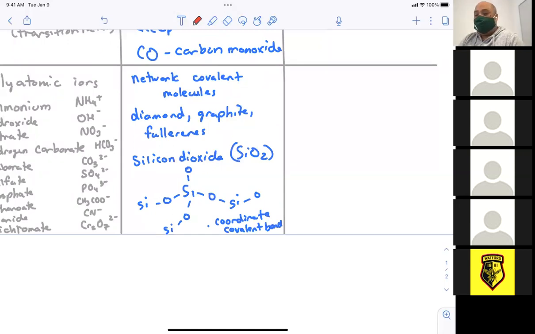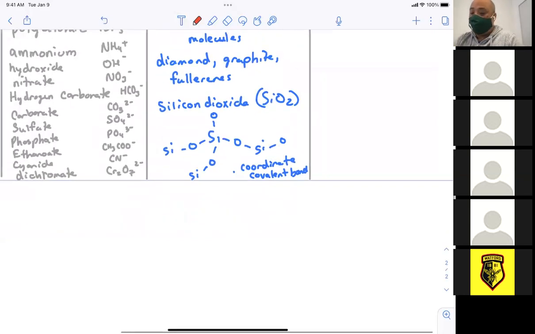So for diamond, graphite, and fullerenes, you need to know A, how many carbons are bonded to each one, and B, which ones conduct electricity. That's just graphite. And for higher level, you have to know hybridization. But those are the main general structures.